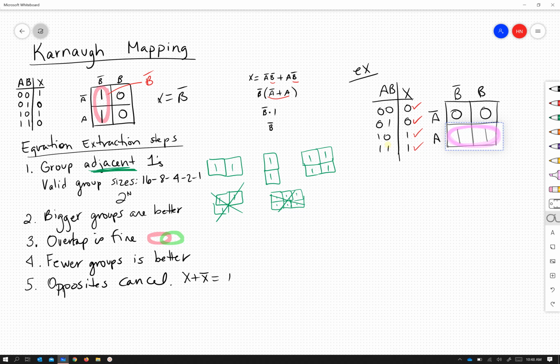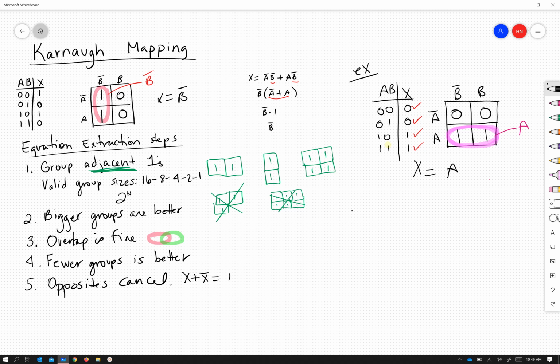So that one doesn't cancel. If you look up, it overlaps both the not B as well as the B. So these two cancel and the A stays. So the equation for this grouping is then just A. Whatever variable it overlaps stays, but if they're opposites, they cancel. So that's my equation. X is just A.